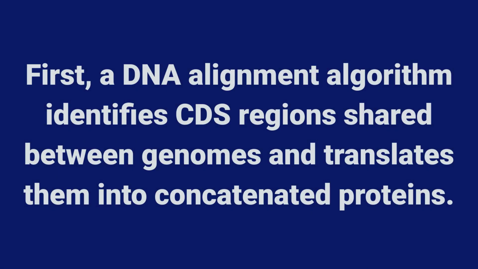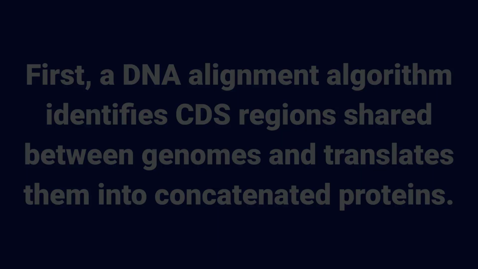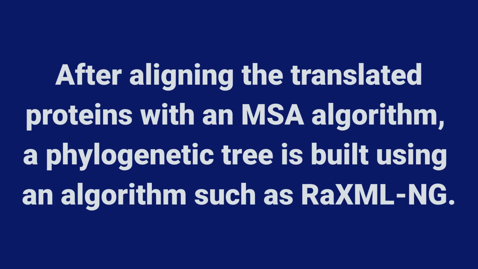First, a DNA alignment algorithm identifies CDS regions that are shared between genomes and translates them into concatenated proteins. After aligning the translated proteins with a multiple sequence alignment algorithm, a phylogenetic tree is built using an algorithm such as RAxML-G.